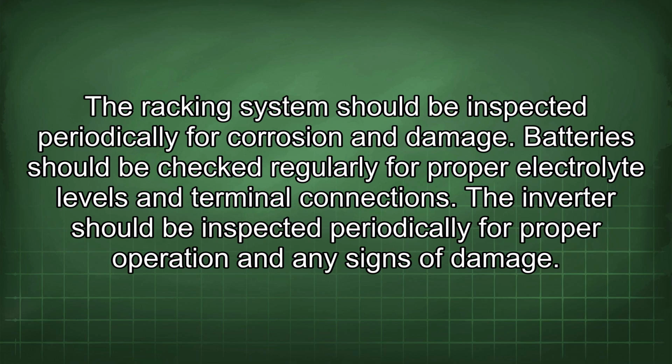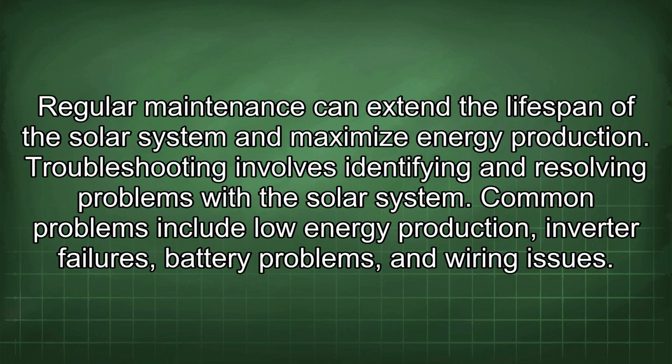Batteries should be checked regularly for proper electrolyte levels and terminal connections. The inverter should be inspected periodically for proper operation and any signs of damage. Regular maintenance can extend the lifespan of the solar system and maximize energy production. Troubleshooting involves identifying and resolving problems with the solar system. Common problems include low energy production, inverter failures, battery problems, and wiring issues.